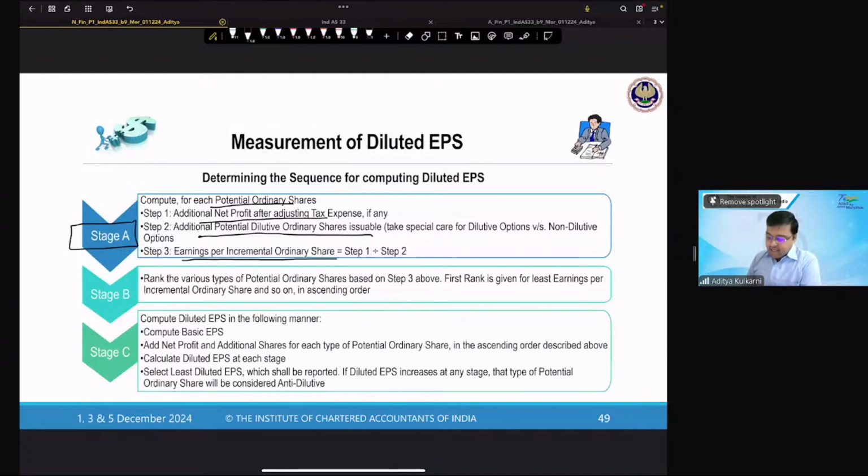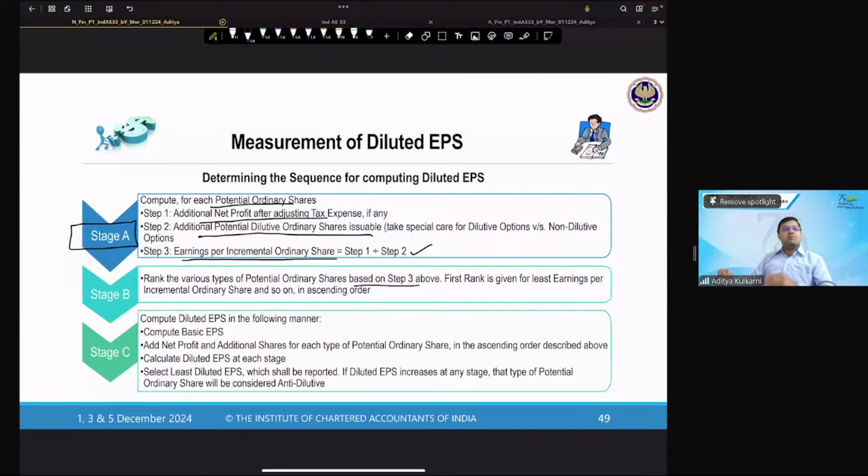Rank the various types of potential ordinary shares based on step 3 above. That means on the basis of this figure, you have to assign rankings to each of the instruments. So if I have options, there will be a calculation of earnings per incremental share for options. Besides options, you will have the next one, suppose convertible debentures, and then convertible preferences.